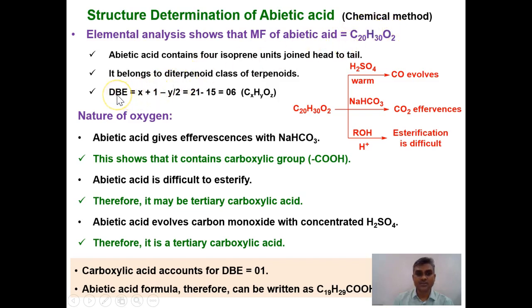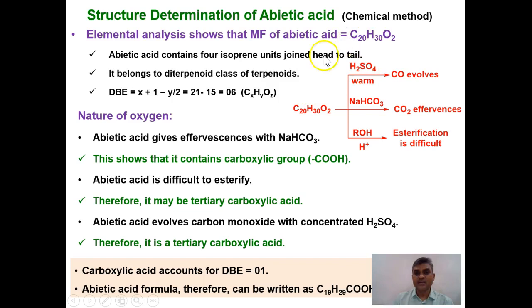Another piece of information that we get from the molecular formula is the degree of unsaturation, or double bond equivalence. The degree of unsaturation is related to how many double bonds or rings the molecule contains. It is calculated by the formula x plus 1 minus y by 2. If you put in the values of carbon and hydrogen, the degree of unsaturation is found to be 6. So the degree of unsaturation in abietic acid is 6.